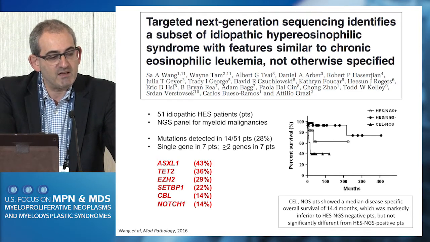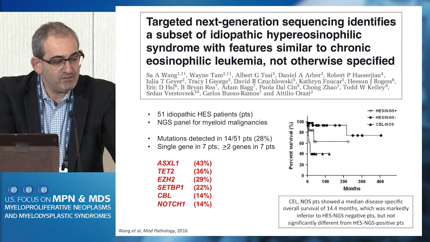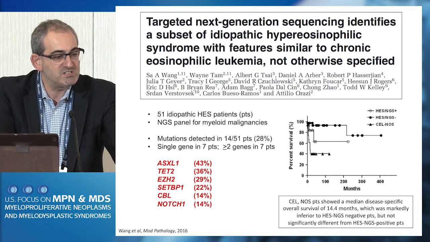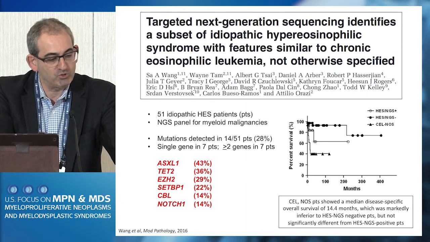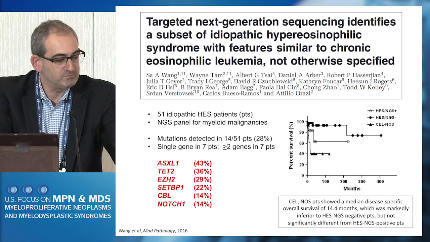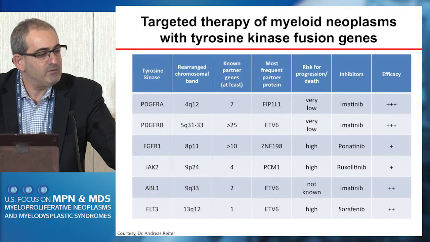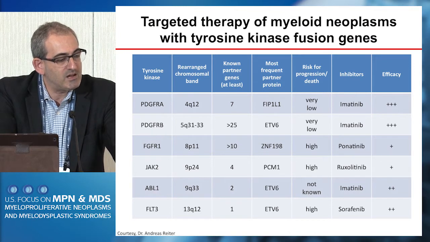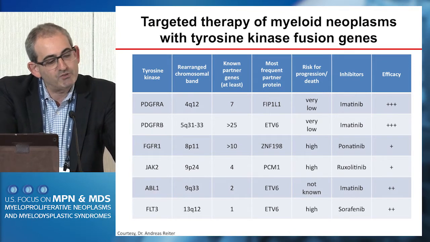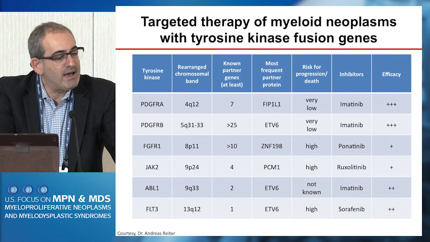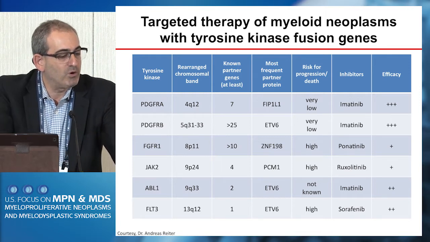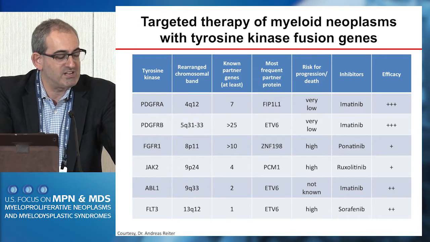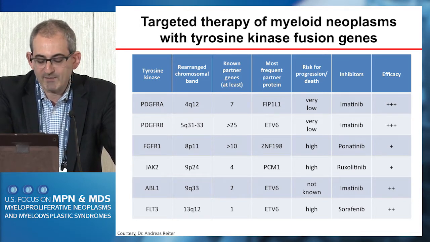So this is just another example of how, if you have a patient with HES, there may be value in doing next-generation sequencing because you may find a druggable target, but also you may get a little bit more traction about what the prognosis of those individuals is. And then we have here a table about, again, the tyrosine kinases and the fusions and the potential for targeted therapy. You can see that if you have a PDGFR alpha or PDGFR beta fusion, imatinib can be very useful. The utility of ponatinib, ruxolitinib, or sorafenib for the other rearranged genes is less compelling, again, maybe perhaps as a bridge to transplant.